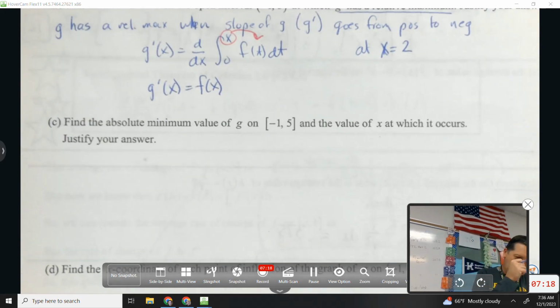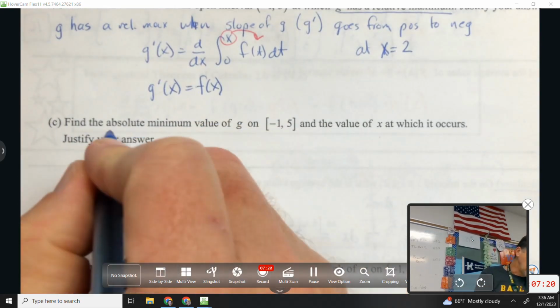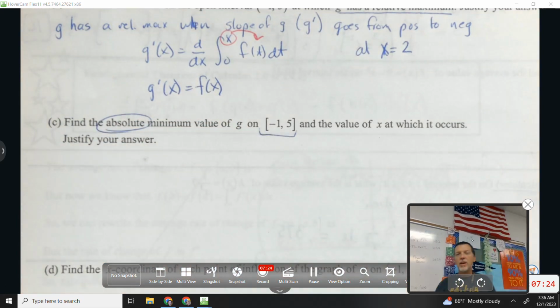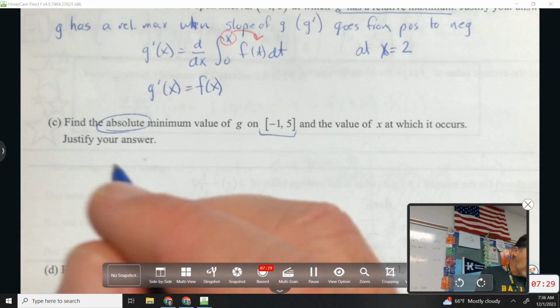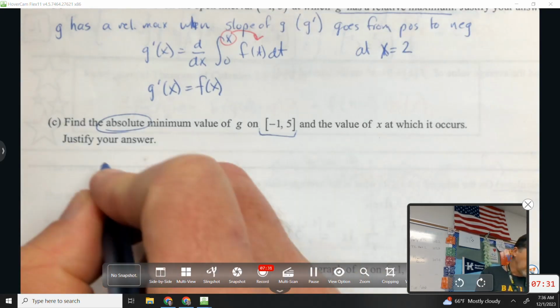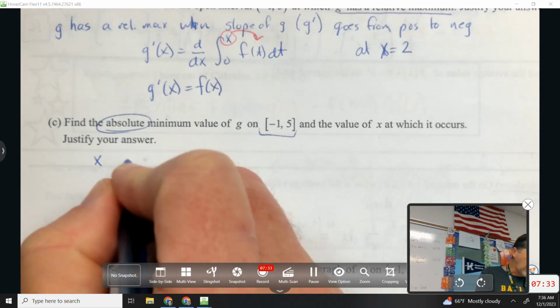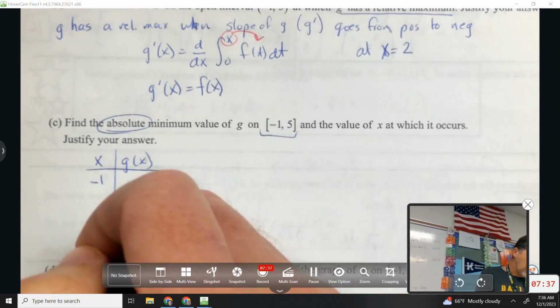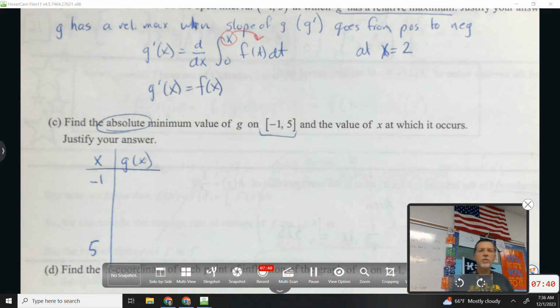Part C. Find the absolute minimum on an interval. So already I'm thinking, make sure to check the endpoints, and the value of x at which it occurs. Justify your answers. Okay, it's the absolute minimum of G. So I need a table of values with x and G of x. Definitely want to include the endpoints.